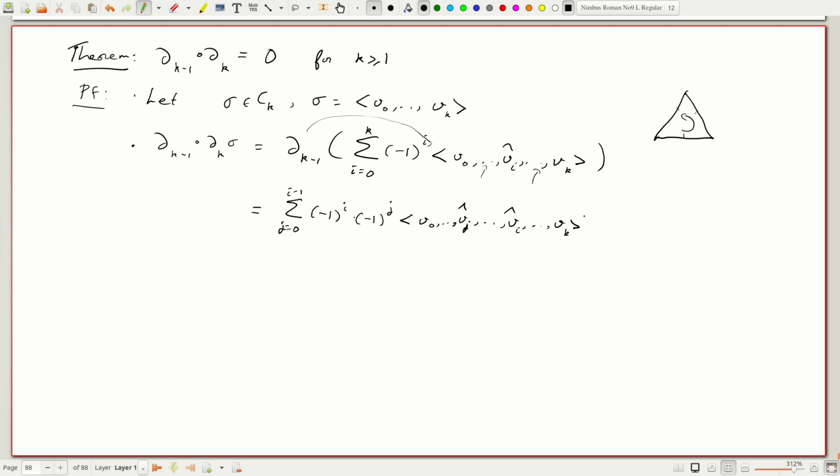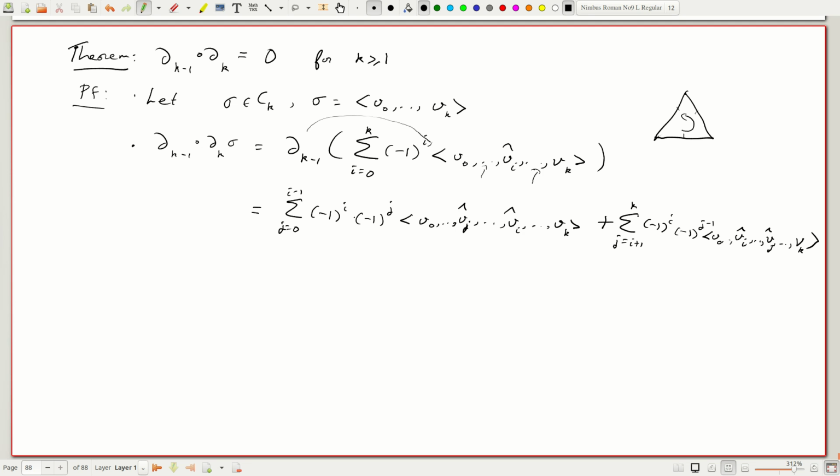Okay, this is one set of terms. And then we have another set of terms, and this time we are going to take j equals i plus 1 to k, and I'll have (-1)^i. But you notice that if I delete a term here, I was previously deleted, so its index has been shifted down by 1. So it's (-1)^(j-1) of v0. This time vi comes first, and then vj hat.